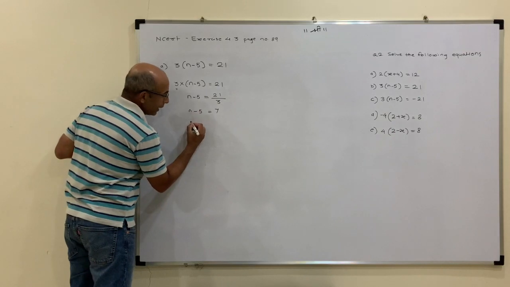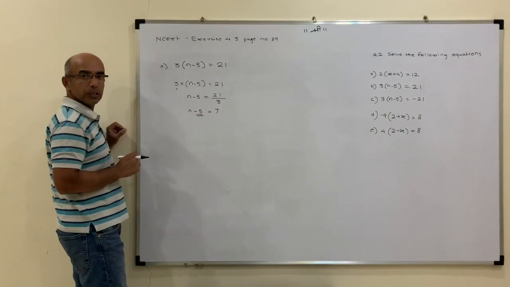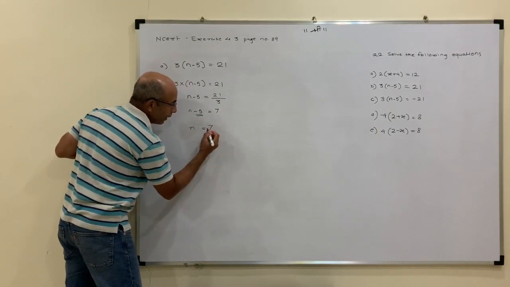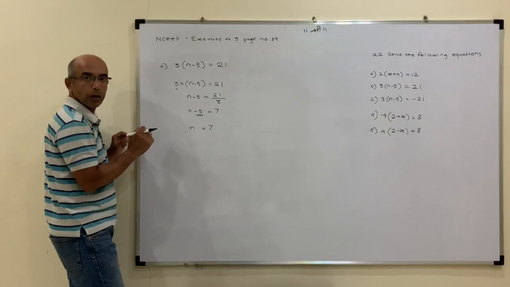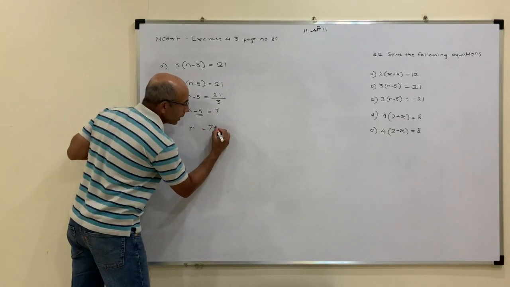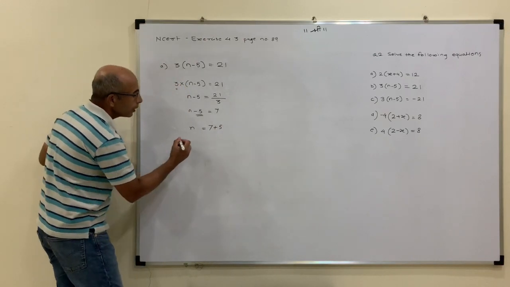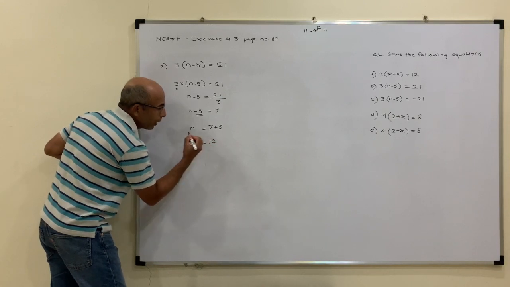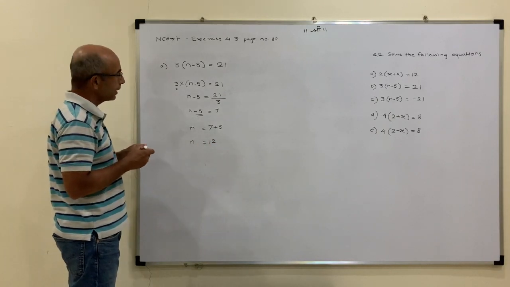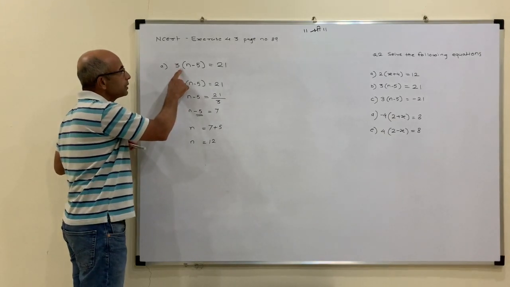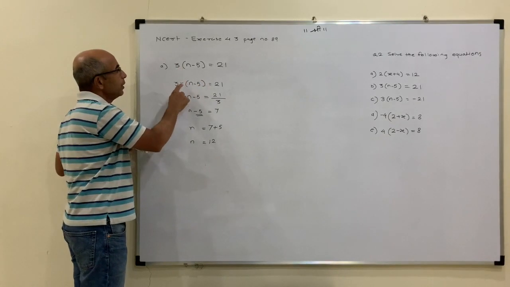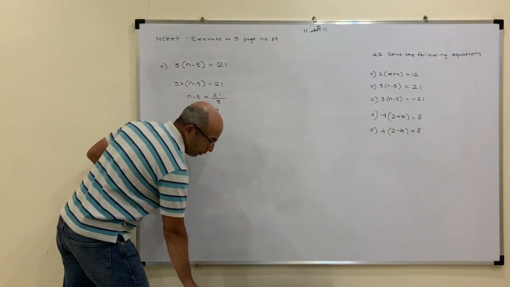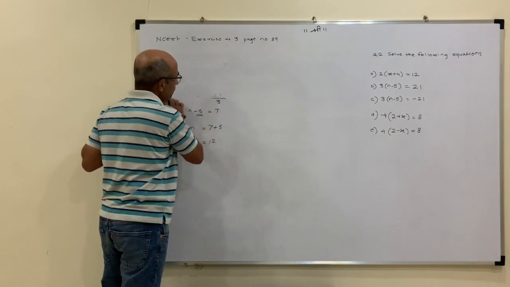So now my next step will be transposing this minus 5 from the left hand side. The minus 5, when we transpose it onto the right hand side, becomes a plus 5. So now n will be n equals 7 plus 5, that is equal to 12. Again, like the previous one, there is no sign mentioned between 3 and n minus 5. So when nothing is mentioned, there is always a multiplication.